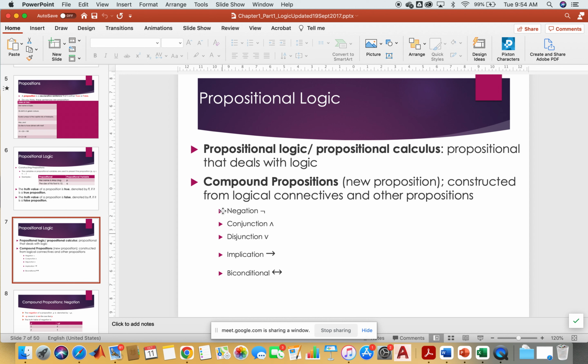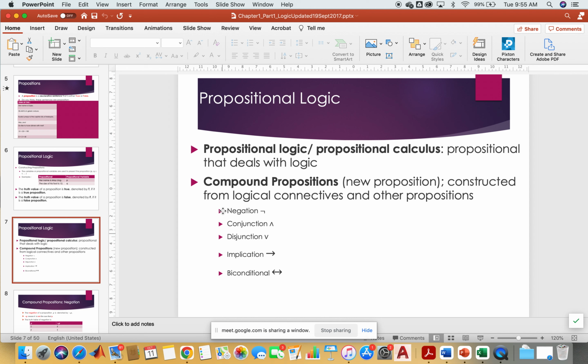Okay. We move into propositional logic. Propositional logic, or propositional calculus, deals with logic. Remember the signs that I mentioned just now. By having these two signs, if you have two propositions, two statements, you can combine these two statements by using these two symbols. Actually we have more, but in this example I just mentioned two.